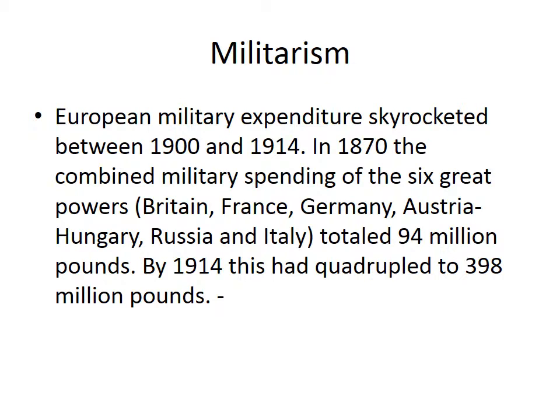They have to control these different areas. So European military expenditure is going to go way up during this time period. Between 1900 and 1914 is going to see sort of an arms race. So in 1870, the combined military expenditure of the six great powers, Britain, France, Germany, Austria-Hungary, Russia, Italy, totaled about 94 million pounds. By 1914, it's going to quadruple to 398 million pounds.